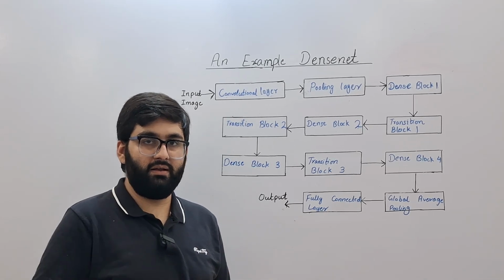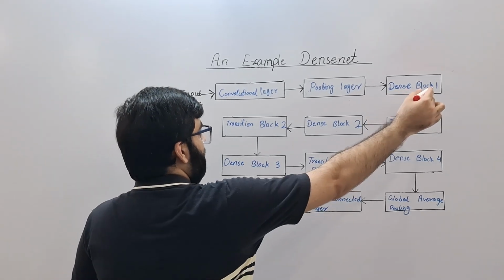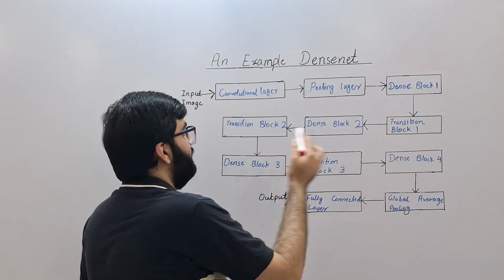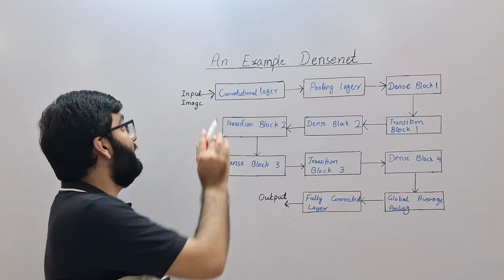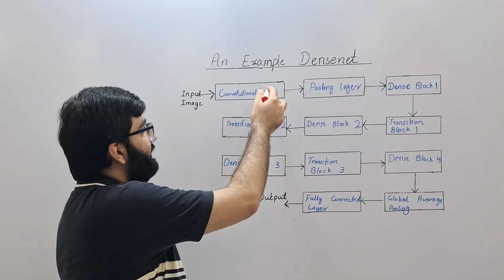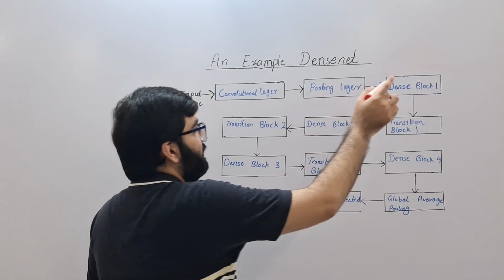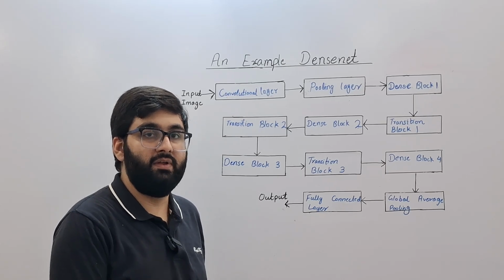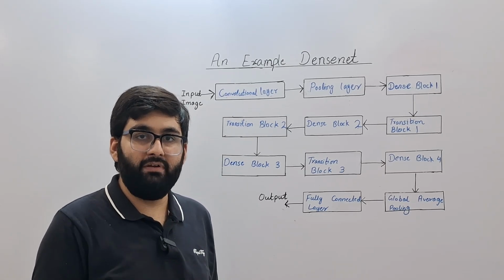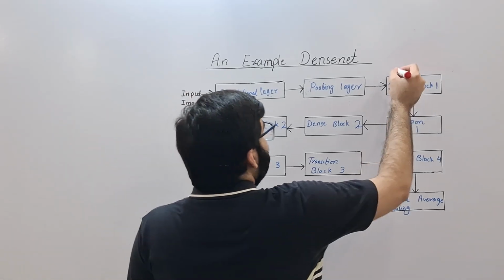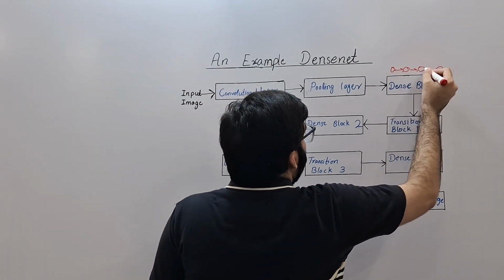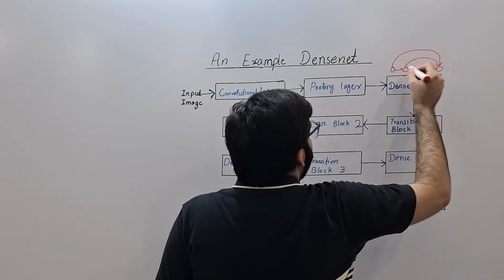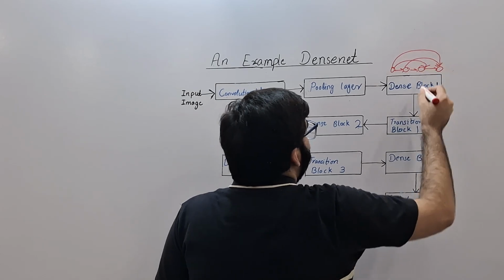This is a complete DenseNet architecture. There are 4 dense blocks, dense block 1, 2, 3 and 4. And there are 3 transition blocks 1, 2 and 3. First of all, the input image is passed to a convolutional layer which is followed by a pooling layer which is followed by the first dense block. The dense blocks are where the dense connectivity pattern occurs. That is, each layer is connected to every other layer in a dense block. So these are the layers in this dense block. This one is connected to this one and this one is connected to this one and this one is connected to this one. Dense connectivity.